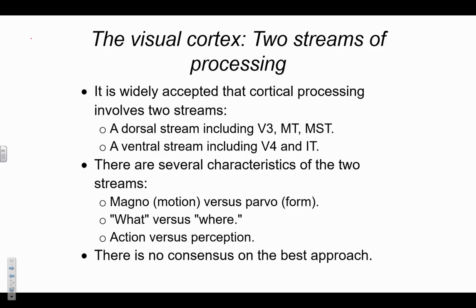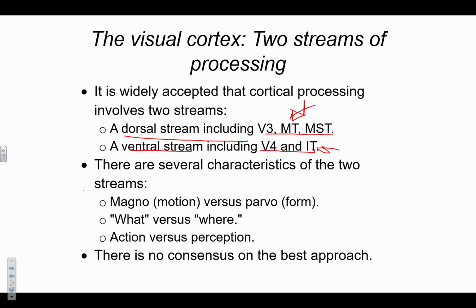Who remembers the what and where pathways from the auditory system? Yeah, you've got the same idea here. You've got the what and where pathways with vision. You've got that dorsal stream, that's going to be your where. Ventral stream is going to be what. So these guys, V4 and IT, are going to do object recognition, but MT and MST are going to do visual motion. Okay. Again, we'll talk about these areas in detail later.